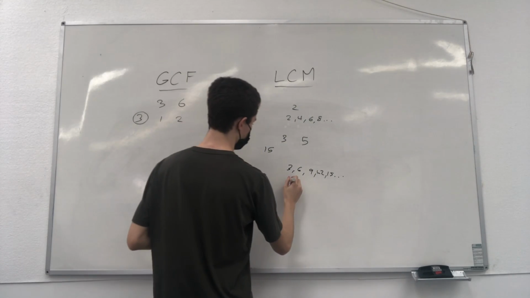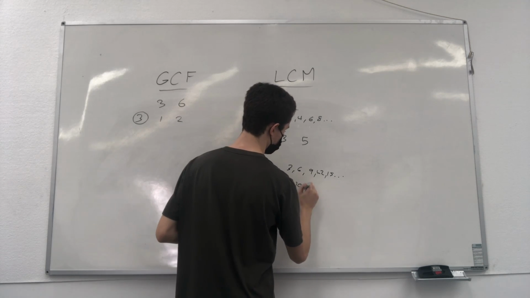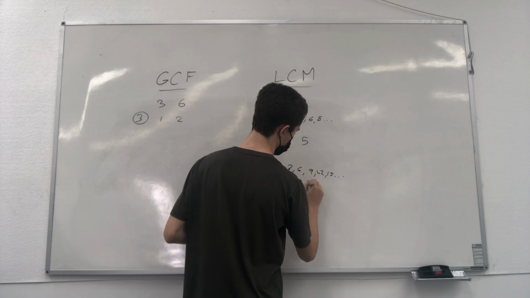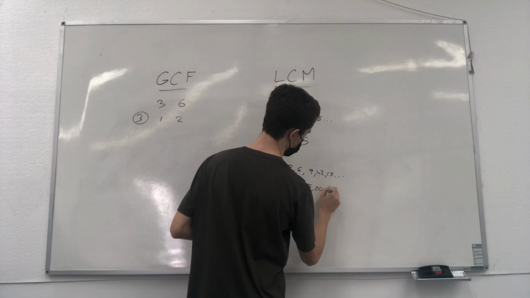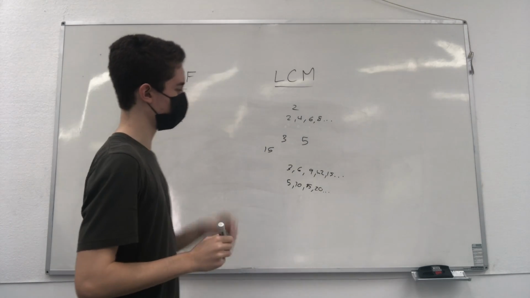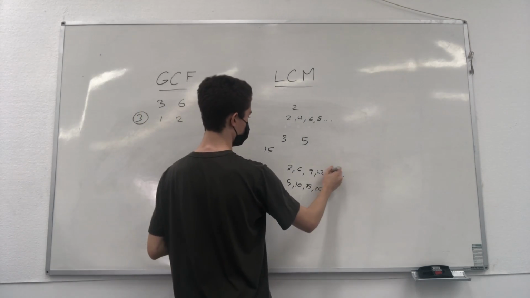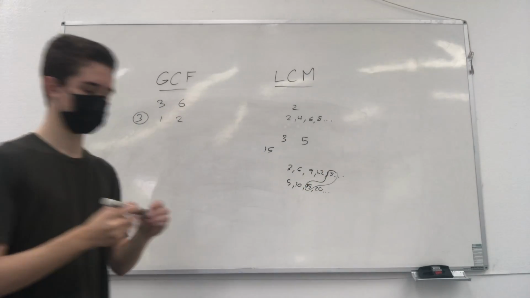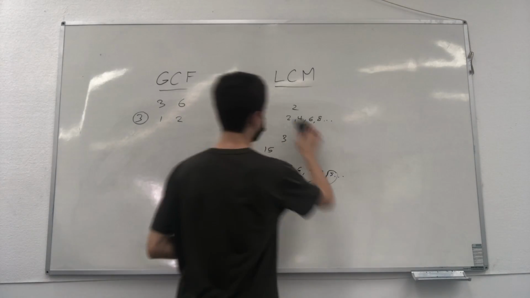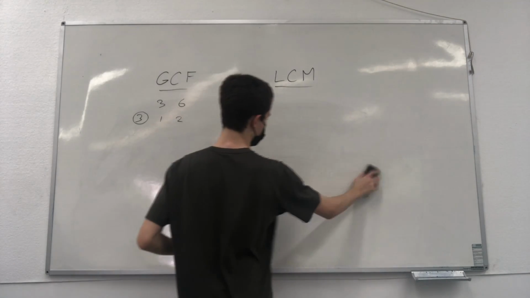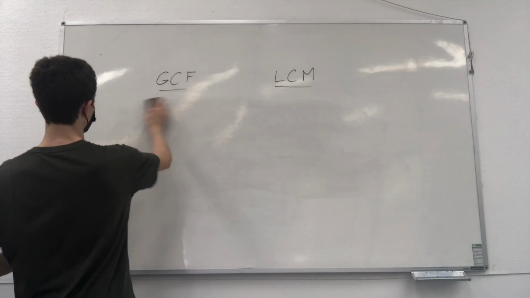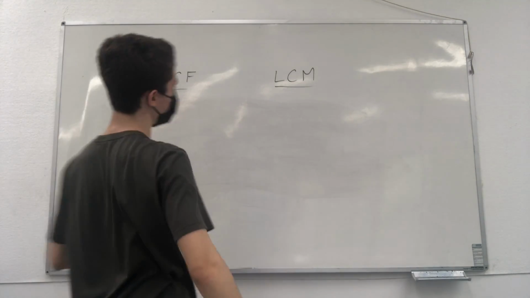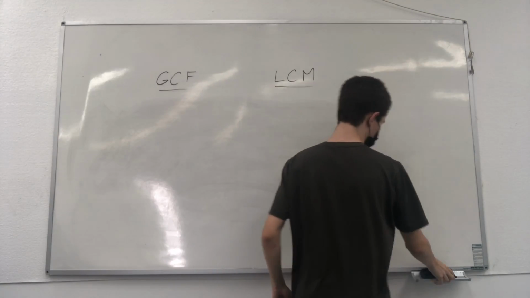And the multiples of 5 are 5, 10, 15, 20, etc. And we can see that the smallest multiple that both of these share is 15, and therefore is our least common multiple. And now I'm going to teach you a method that you can use to find both the greatest common factor and the least common multiple of two numbers, very simply.